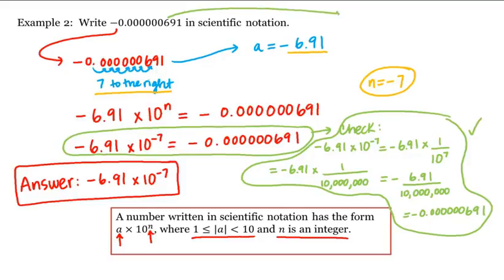So to go from a small number to scientific notation, n will be negative.